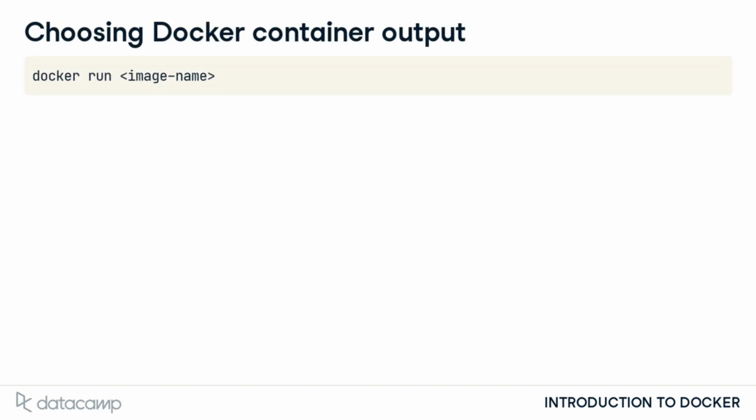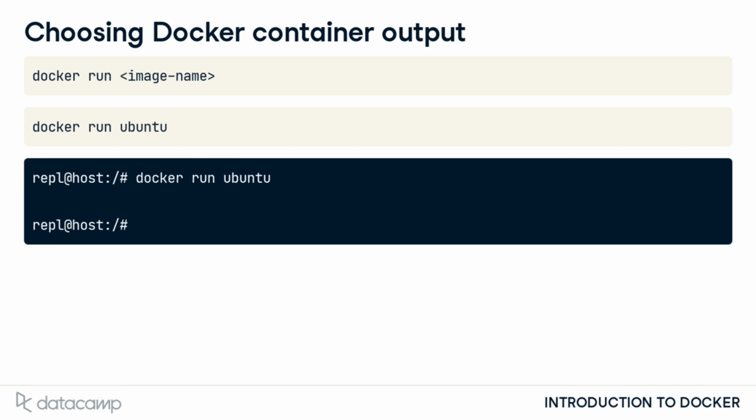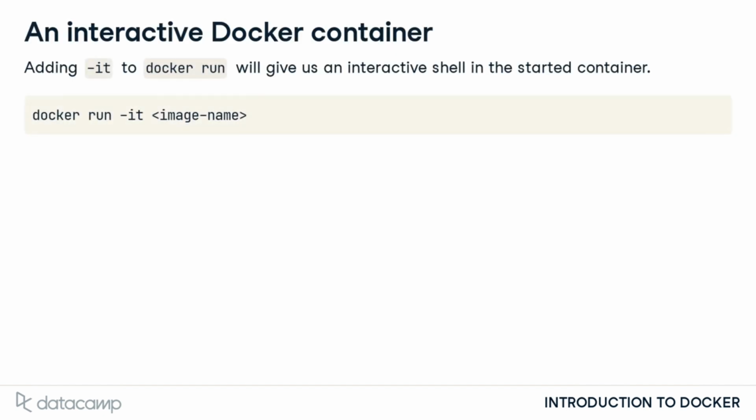When an image is created, the creator can choose what happens when a container is started from the image. For example, the creators of the Hello World image chose to print out text and then make the container stop itself. Another example is the Ubuntu image. When starting an Ubuntu container, it will start and then shut down immediately without printing any output. Its creators decided it didn't make sense to output anything specific by default. Instead, the Ubuntu image is intended to be used with the -it flag.